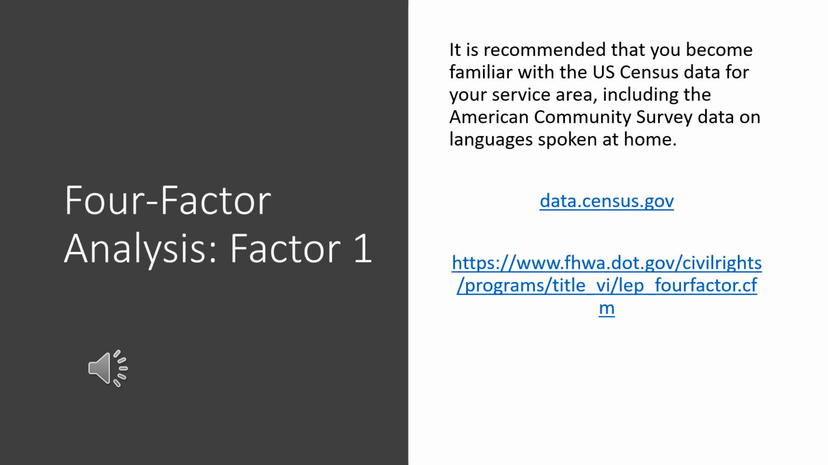I've included two links on this slide. The first is for data.census.gov, which is the U.S. Census searchable website that will return data for your locality. The second link is to an FHWA tutorial on how to use data.census.gov in order to return limited English proficiency data for use in your four-factor analysis.